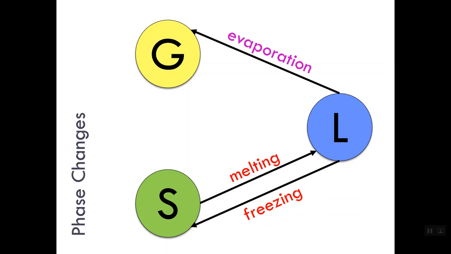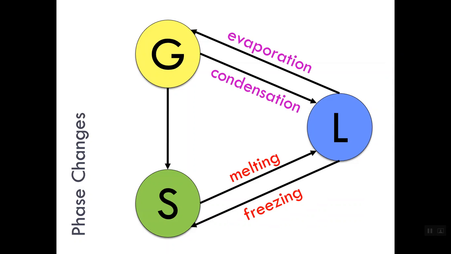Liquid to gas would be evaporation, and gas to liquid would be condensation. Like when water forms on the outside of your glass because the water vapor in the air is cooling down, so it goes to a liquid. Then you also can go straight from a gas to a solid.